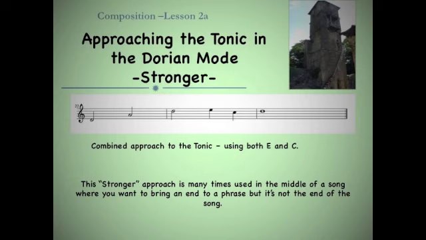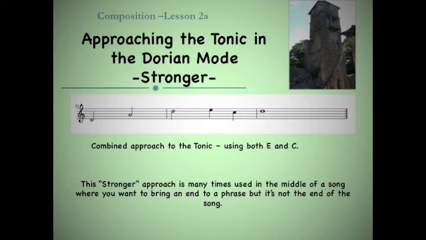Now, the strongest move, however, is to approach the tonic from a half step below the D. In other words, you approach D from a C sharp. This is particularly effective at the very end of a phrase of a tune or at the very end of a tune itself. The following examples all show moving into the tonic from a C sharp. Take a look.